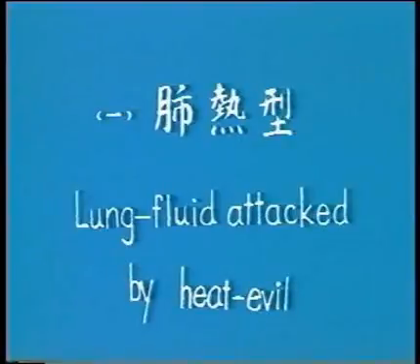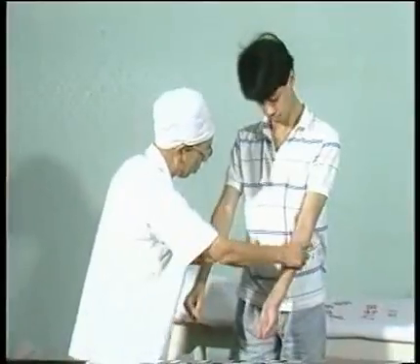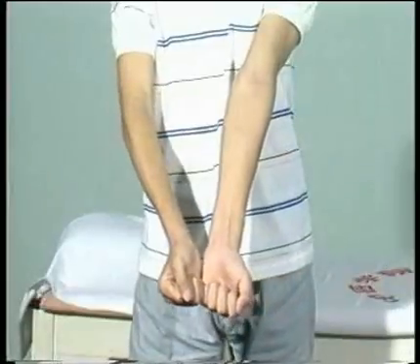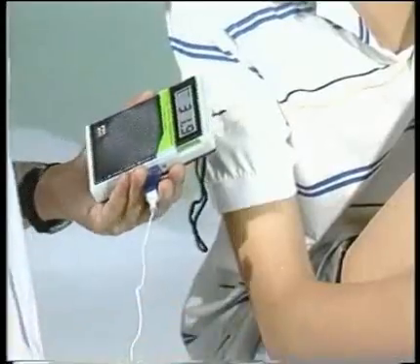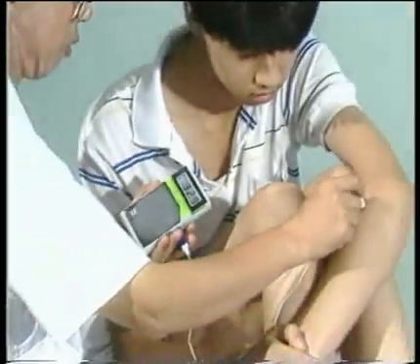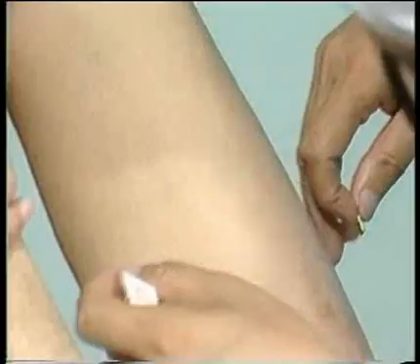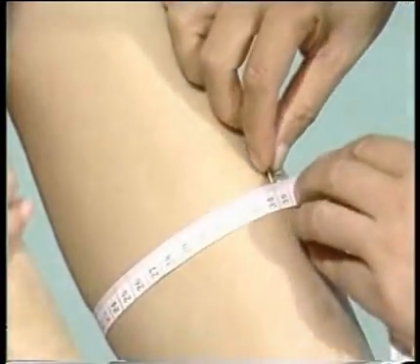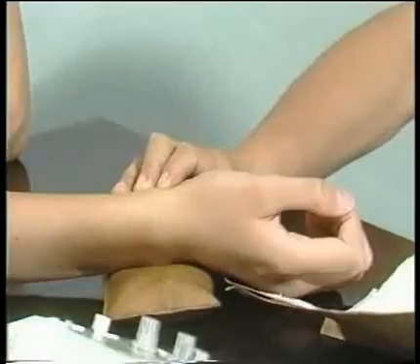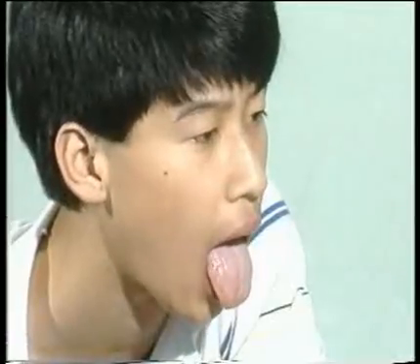1. Lung fluid attacked by heat evil. Wei syndrome occurs in the right extremities, which is accompanied by cough, irritability, and fever. The temperature and size of the lower extremities are different. The pulse is thready and rapid, and the body of the tongue is red with a yellow coating.